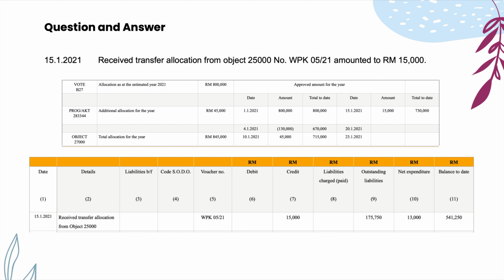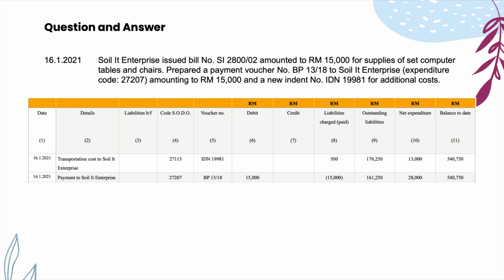In Part 2, the amount will be recorded as a positive value, and the amount to date is increased by 15,000 ringgit, whereas in Part 3, the amount will be recorded in the credit column as it has increased the budget. Since this is not a liability, we are just going to copy down the previous figure in the outstanding liability, and finally increase the balance to date amount by 15,000 ringgit. The 11th transaction is on the 16th January 2021.